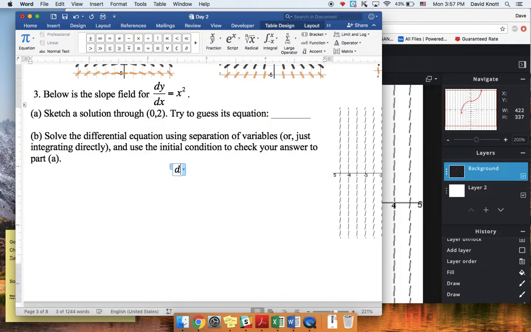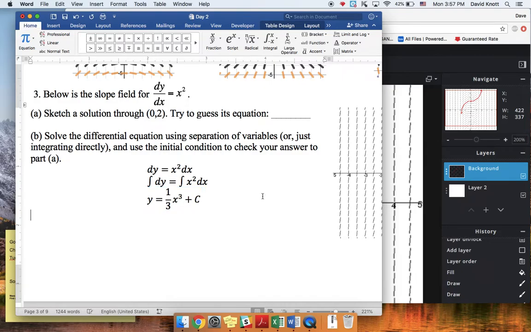All I need to do is multiply both sides by dx. That gives me this. So the variables are separated. Now I integrate both sides. The integral of dy, that's like 1 dy, the antiderivative of 1 is just y. So I have y equals the antiderivative of x squared, which is 1/3 x to the third, and then I've got to remember my arbitrary constant. So it is some kind of a cubic like we thought. It's not x to the third, it's 1/3 x to the third.